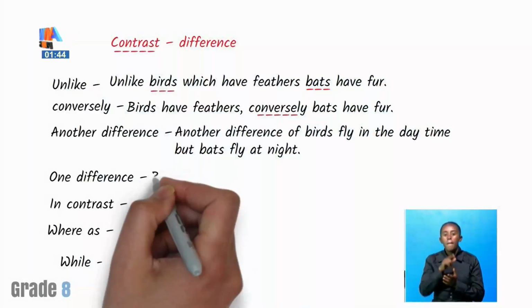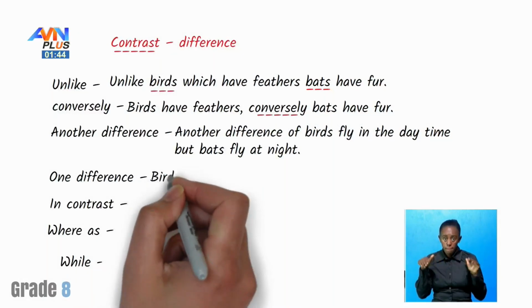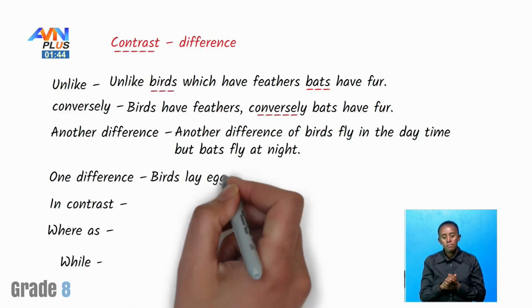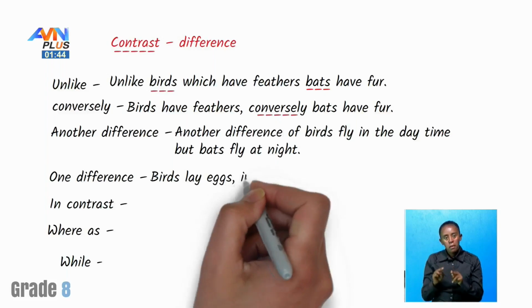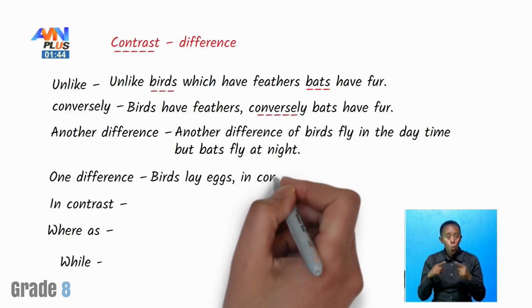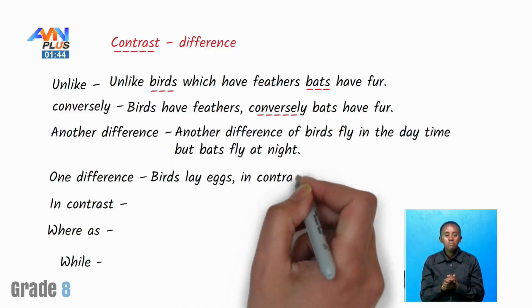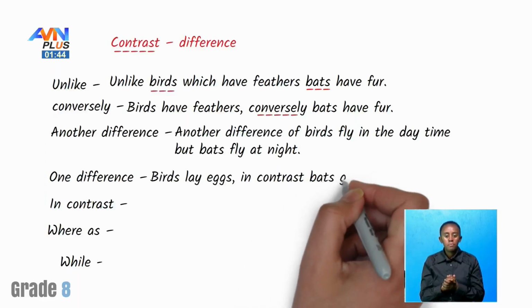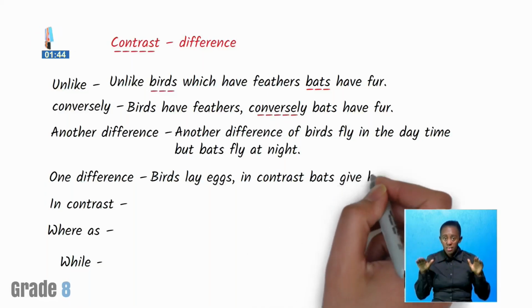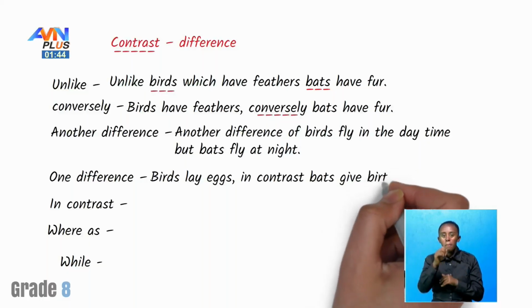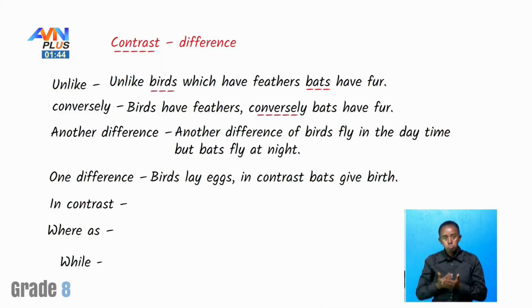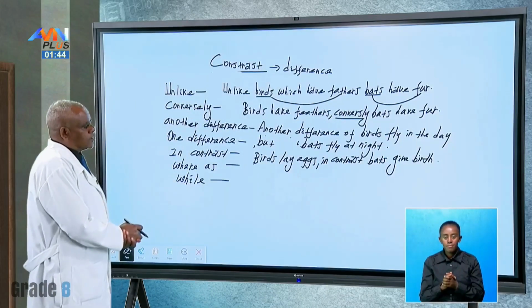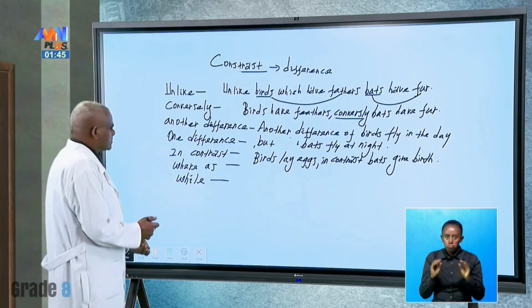Birds lay eggs. In contrast, bats give birth. Yeah. They do not lay eggs, in other words. Good.